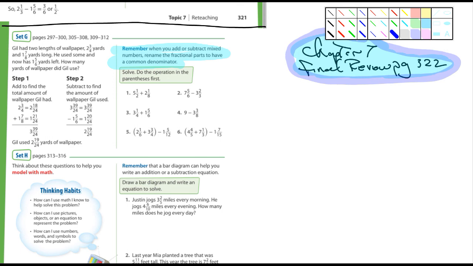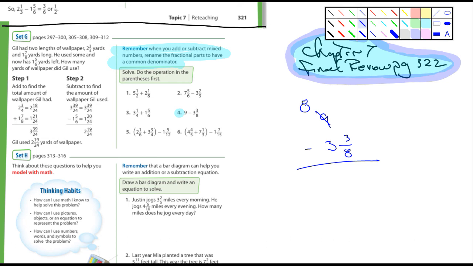I am going to look at number 4 again. Not again, but we are going to look at number 4. So we have a 9, and we're subtracting 3 and 3/8. Well, how do you do that? Well, we're going to borrow from the 9, and the 9 is going to become an 8. All right, so what's our common denominator that we'll use? Well, it's going to be 8. I mean, that would make the most sense. Why make it harder than it is?